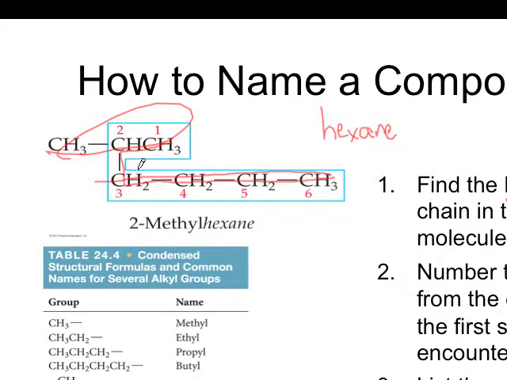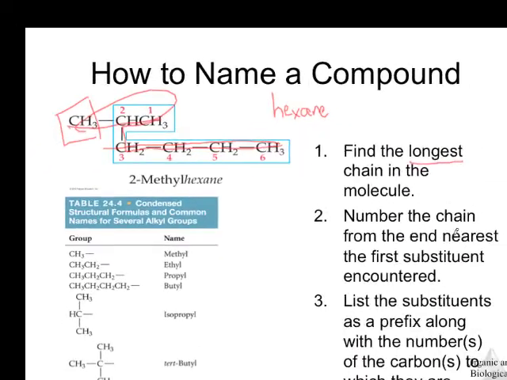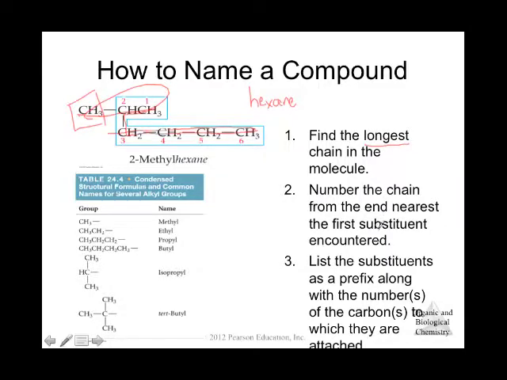It has a substituent on it. It has a substituent right here, this one. And it is on the 2nd carbon. Yes, it matters which end you number the chain from. You want to number it where the first substituent has the lowest number.